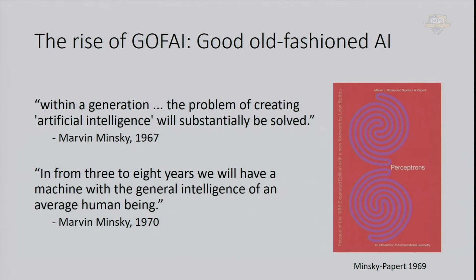Shortly after he wrote the book, and coming closer to the time at which some people were starting to realize the limitations of rule-based AI, which I'll talk more about later, a couple of years later he doubled down and said, well, from 3 to 8 years, we're going to have a machine that's pretty much equivalent to a human. So there was a lot of optimism in this approach at the time in being able to solve a lot of the problems that are still considered fairly difficult today, actually. And what happened is, well, it didn't happen.